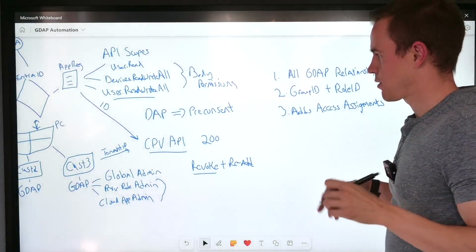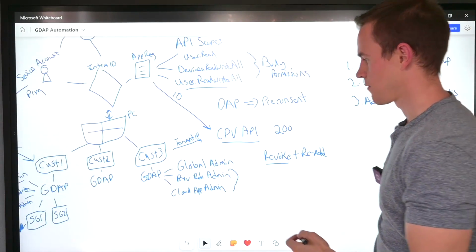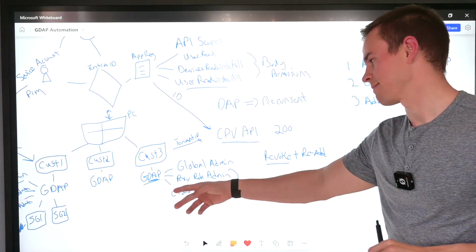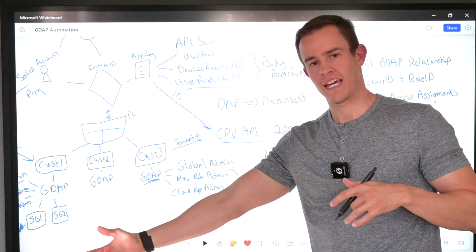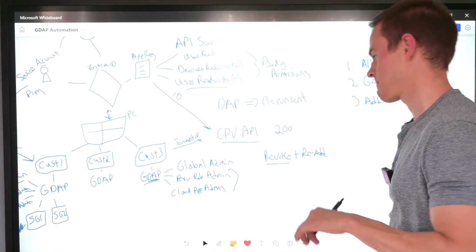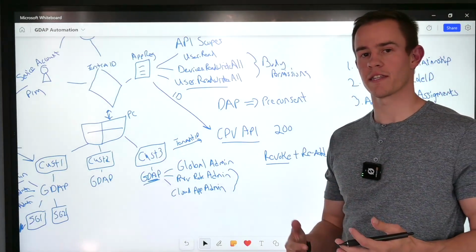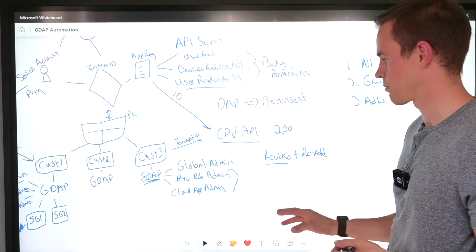Now, the asterisk or the caveat here is that you do have to have that role available as part of your original GDAP relationship. So it's got to be included in the original scope when you request that relationship for your customers. If it's not, this isn't going to work, and there's no workaround. You have to manually add that relationship for your customers.